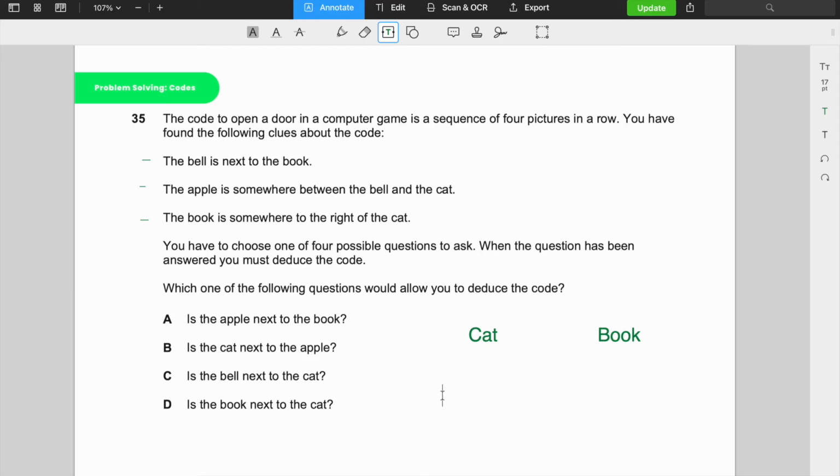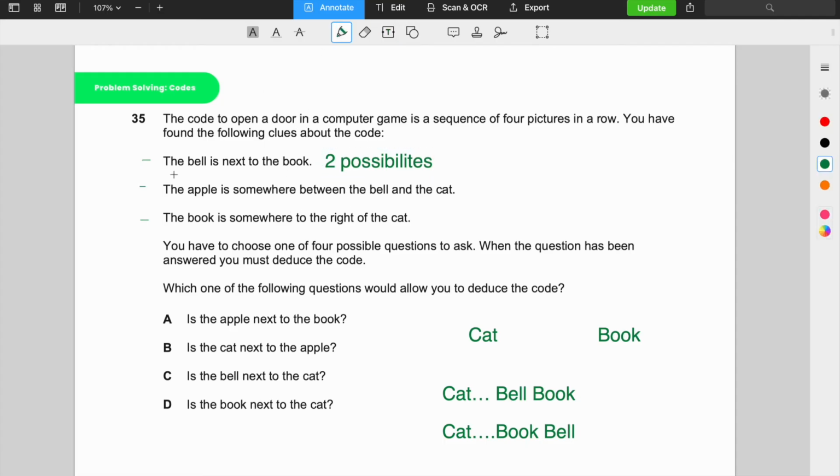So how about we list out the possible combinations? We can have cat, then bell, book, or we can have cat and, I don't know, anything in between the cat and the book, and then book, bell. So the bell could either be to the left or to the right of the book, right? There's 2 possibilities. The bell is to the left or the right of the book, okay? So we've used up that rule.